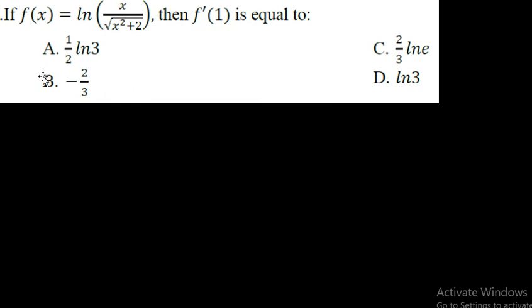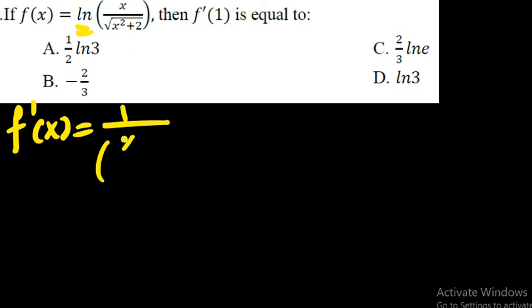Next one, f of x is equal to ln of x over the square root of x squared plus 2. So what is the f derivative at 1? First of all, we have to derive. But here there are two functions composed. First one ln, then the inner function, which by itself is a quotient function, and at the same time the chain rule is needed. So let us see. First we have to derive the ln. What is the derivative of ln? 1 over the whole thing, that is x over the square root of x squared plus 2.